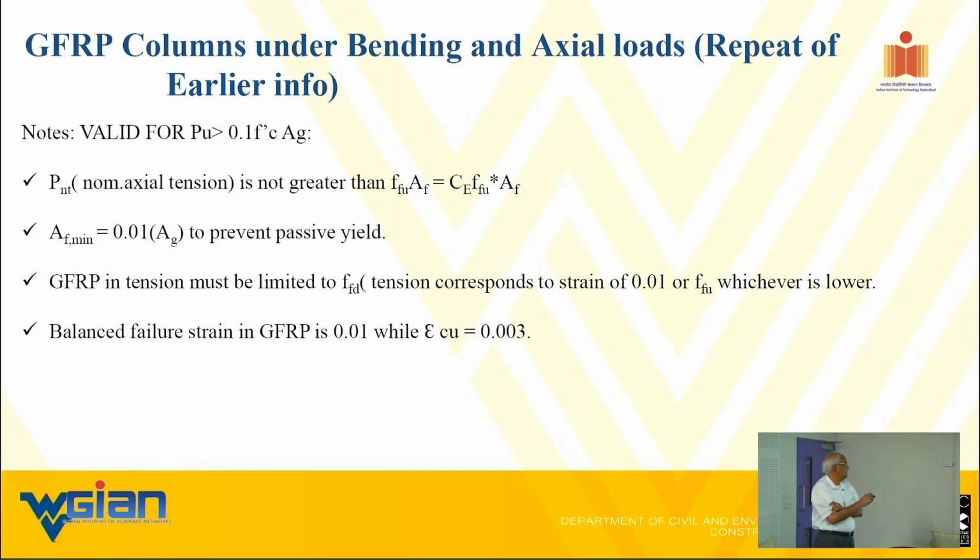FRP strain in tension must be limited to, again the same deal, 0.01. So these are the assumptions. Again, you can challenge that 0.01. This is again for very high bar diameters, where if I assume a modulus of 6 million psi, this 0.01 times 6 million gives me 60 ksi. But if for columns we go up to 10, I think we limited it to 10.